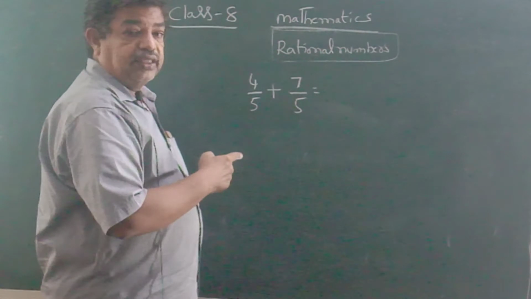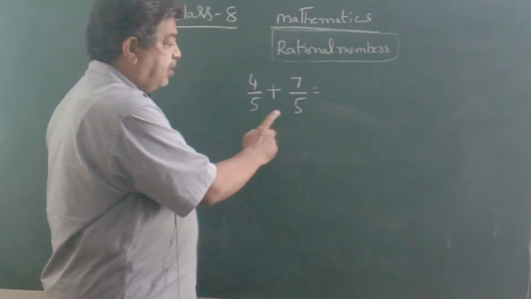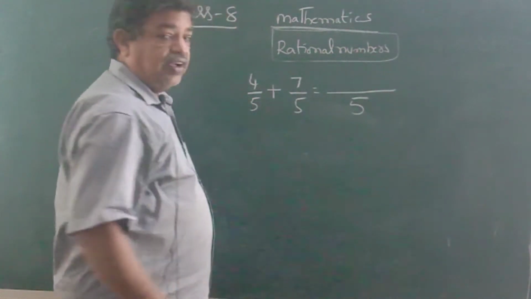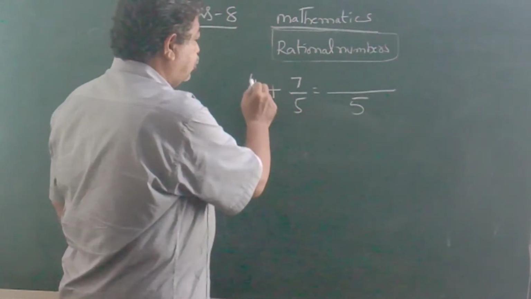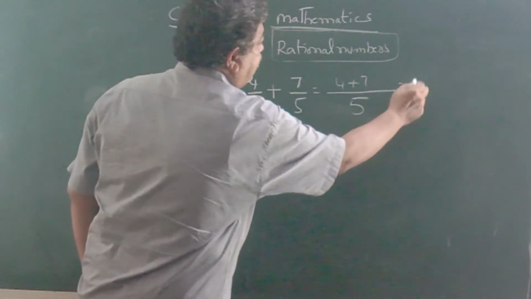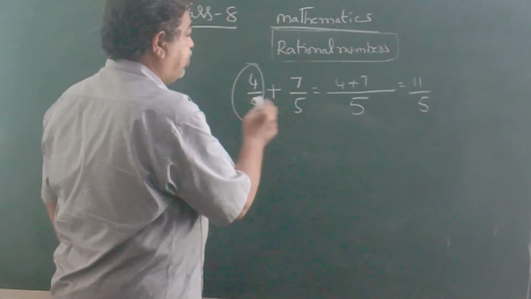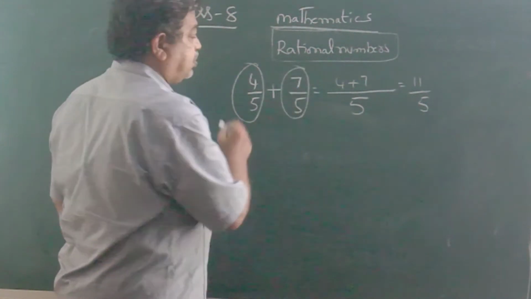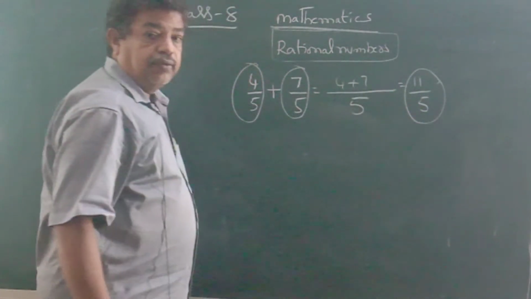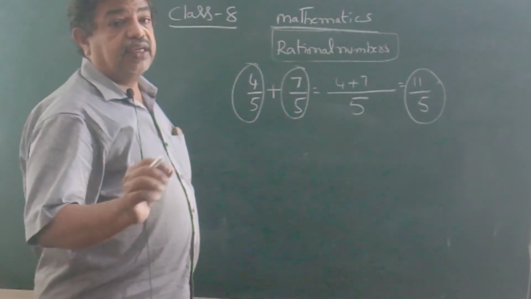When you are adding rational numbers, you have to observe the denominators. What is the denominator here? 5. Here 5. For which we want to take the LCM. The LCM of 5 and 5 is 5 itself. So now you can add the numerators directly. It is 4 plus 7 equal to how much? 11 by 5. 4 by 5 is in the form of p by q. 7 by 5 is also in the form of p by q. The sum 11 by 5 is also in the form of p by q. The sum of two rational numbers is a rational number.